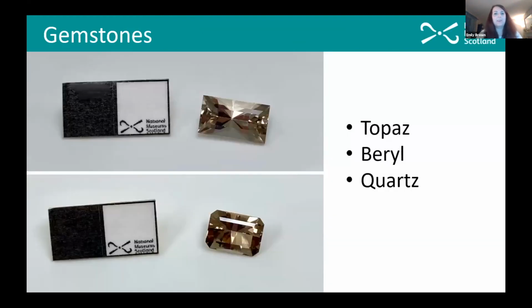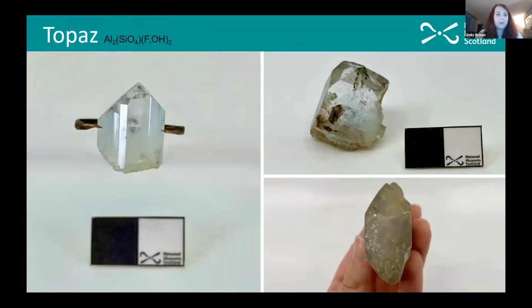So in the Cairngorms, the three minerals that we consider gemstones are topaz, beryl, and quartz. I'm going to start off with topaz. These are all going to be specimens from the National Museum Scotland collection because I want to show them off a little bit. These are the more crystalline specimens that we have in the collection.